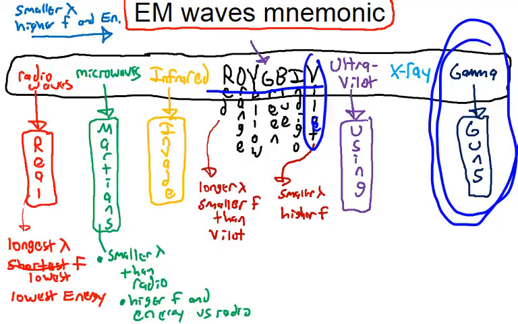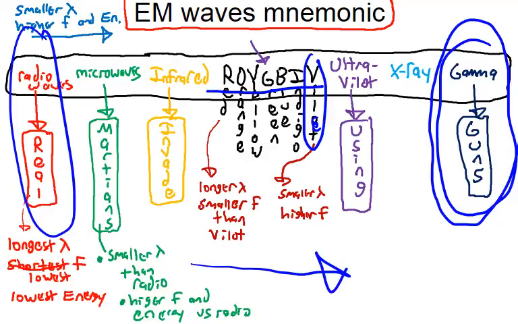And then, so you need to be able to know those by heart, going left to right, and then again, the longest wavelengths to the shortest wavelength. So gamma has the smallest wavelength, highest frequency, highest energy, and then out of visible colors, red has the longest wavelength, lowest amount of energy, and then violet, highest energy, highest frequency.